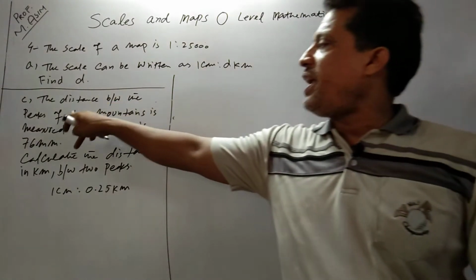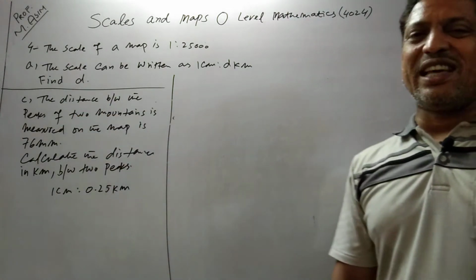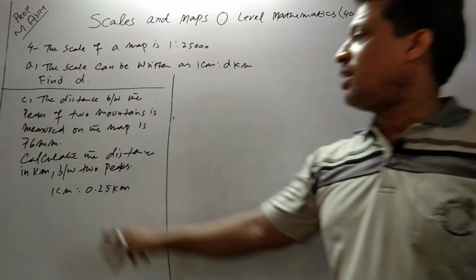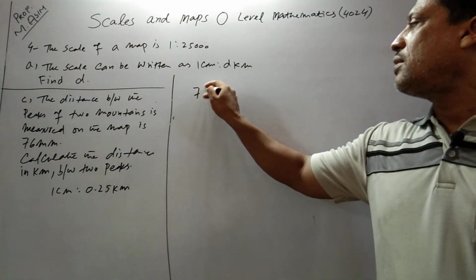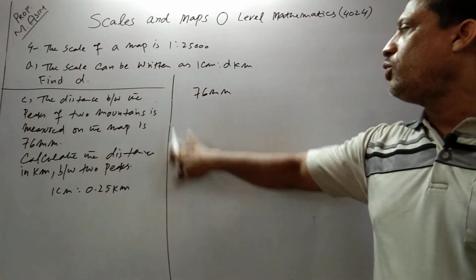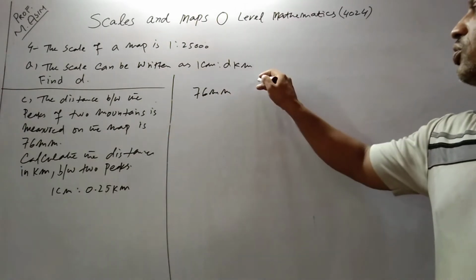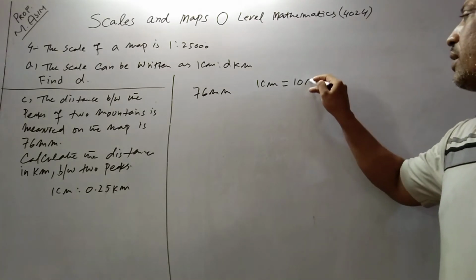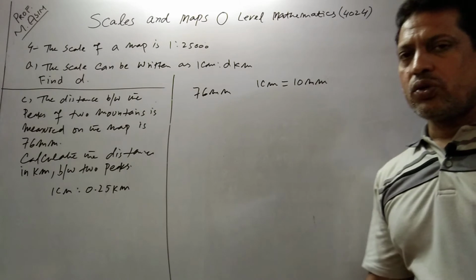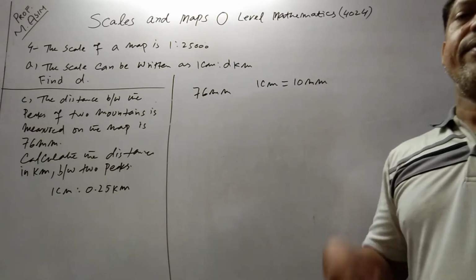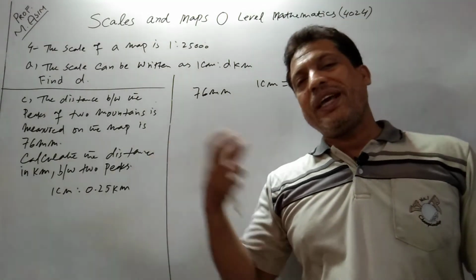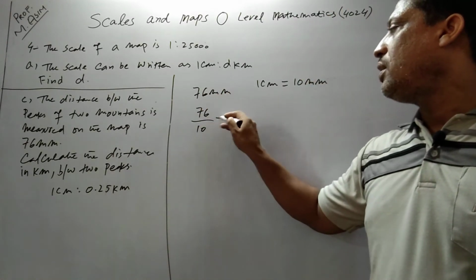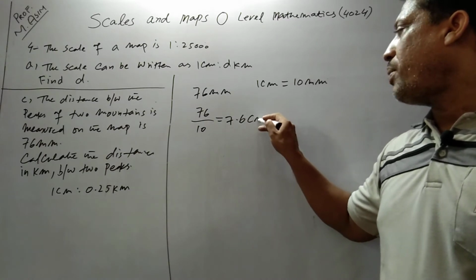The distance between the peaks of two mountains measured on the map is 76 millimeter. So first we must convert this value on the map, 76 millimeter, into centimeter. Student, you must know 1 centimeter consists of 10 millimeter. So this is a smaller quantity. When we go from a smaller quantity to a bigger quantity, we must divide. Therefore, we must divide 76 by 10. The answer is 7.6 centimeter.